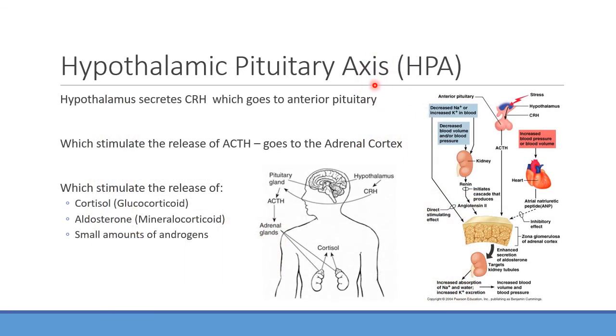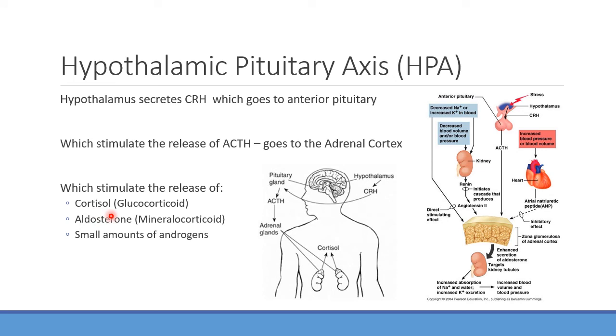Okay, so looking at the HPA axis here, the corticotropin releasing hormone is going to be stimulating the anterior pituitary. That's what's being released by the hypothalamus, and that will then stimulate adrenocorticotropin, right? So it's going to be going directly to the adrenal cortex via the bloodstream, and this is where it'll stimulate release of things like cortisol, aldosterone, and then small amounts of androgens. Again, not clinically as important as these other two, as we'll see here. We'll talk about these effects here.